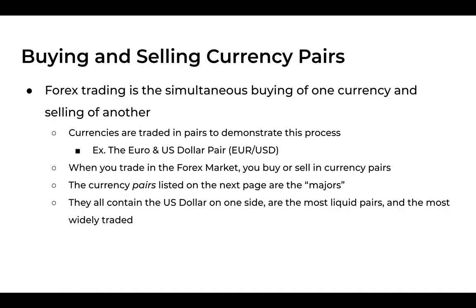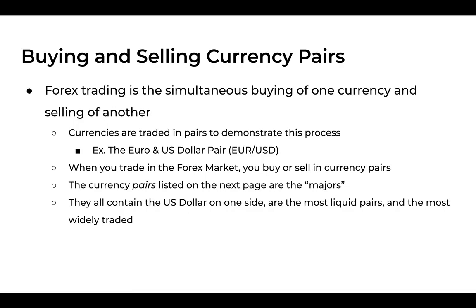So, buying and selling currency pairs. Forex trading is the simultaneous buying of one currency and selling of another. So even if you're just clicking the buy button, you're actually buying one currency and selling another at the same time. Currencies are traded in pairs to demonstrate this process. For example, the euro and the US dollar pair, which is EUR/USD. When you trade in the Forex market, you buy or sell in currency pairs.